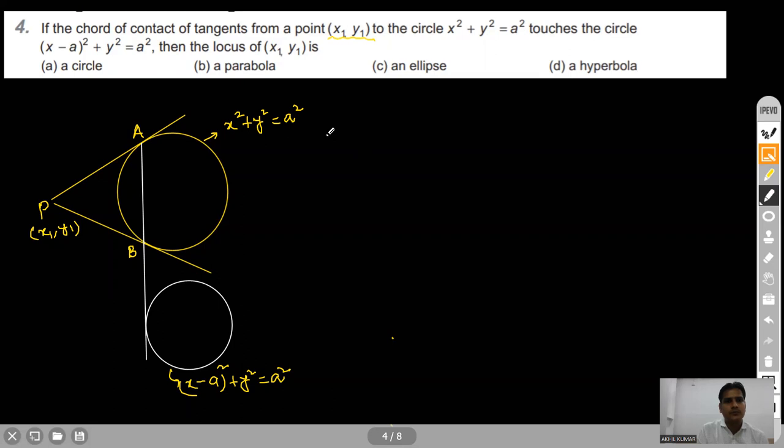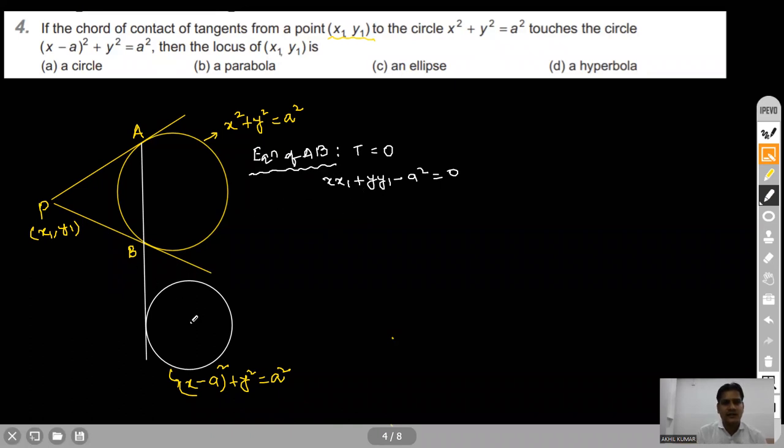What can we do? Whether writing the equation of AB will be helpful. Let me try. Let me write the equation of AB. So the equation of AB will be basically T equal to 0, where x x1 plus y y1 minus a square is equal to 0. Okay, I have written the equation of AB. This will be our equation of AB.